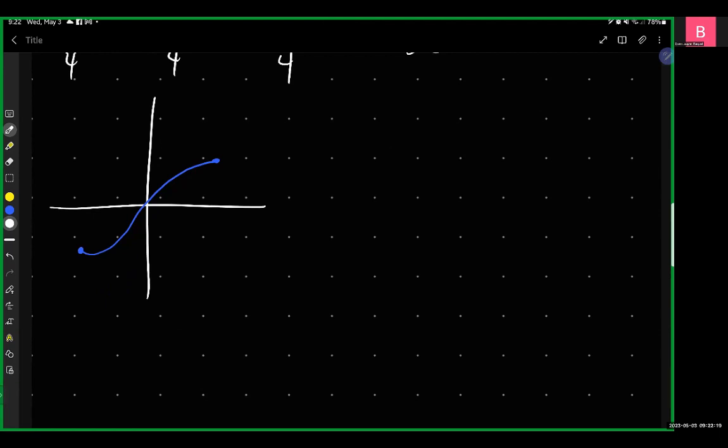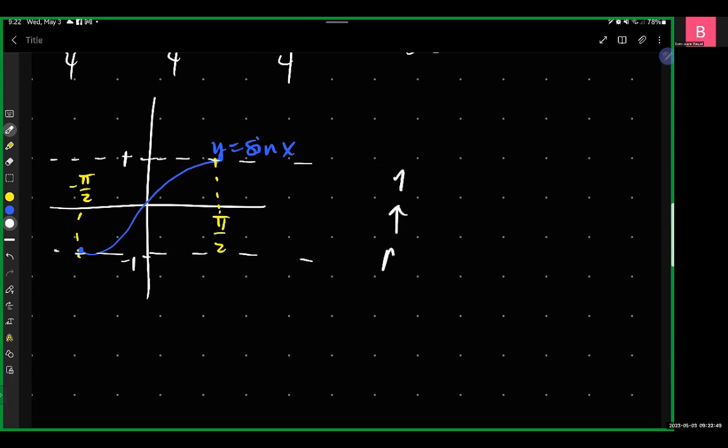So, for y equals sine of x, this is your y equals sine of x, and the interval is negative pi over 2 to pi over 2. How are we going to describe the maximum and the minimum values of this function? So, the maximum, what's the maximum value? The maximum value is positive 1, as you can see. So, ito yung pinakataas, ito yung pinakababa. So, the maximum value is 1.